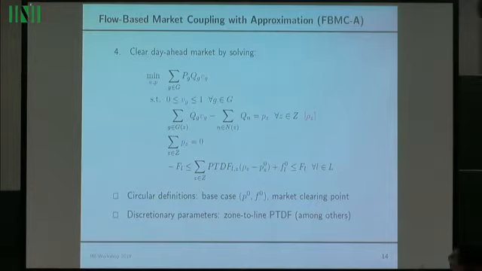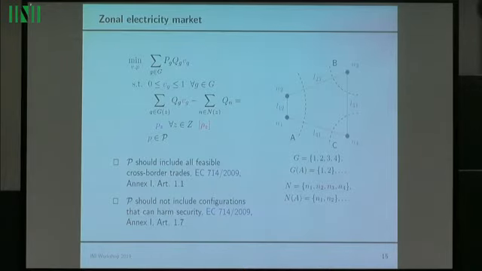So if I, as a modeler, want to say something about this model and I assume a certain PTDF of zone to zonal line, the answer of my model can depend a lot on what I choose in terms of this parameter value.